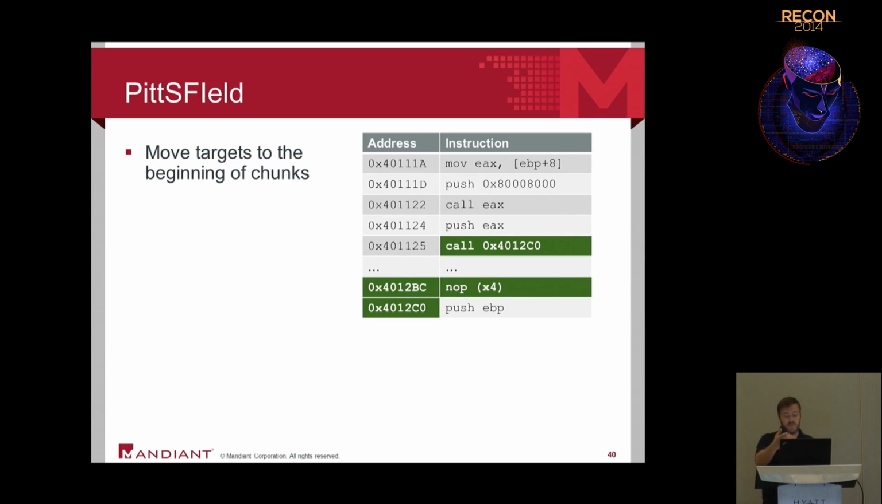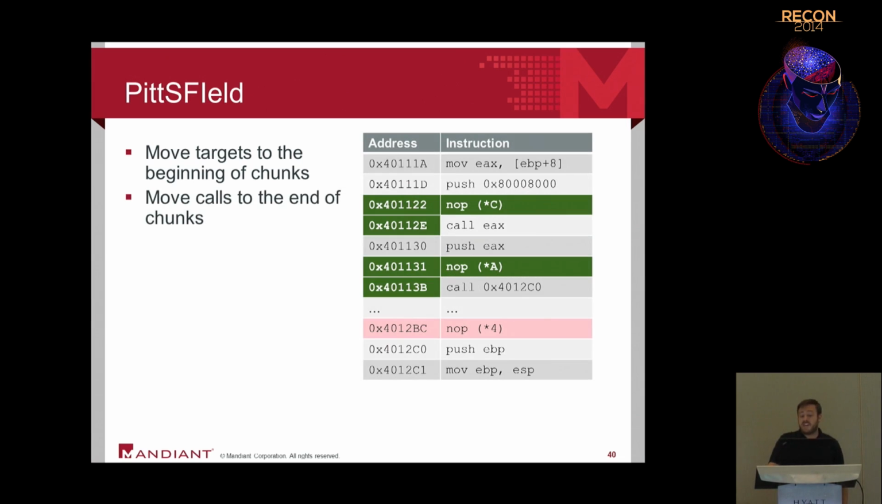So if you see what's changed here, that call instruction was pointing to this push instruction. We've just included 4 no-op bytes so that that push instruction is at the beginning of 16 bytes, so that it's at C0 now, whereas it was at BC. We also move calls to the end of chunks.